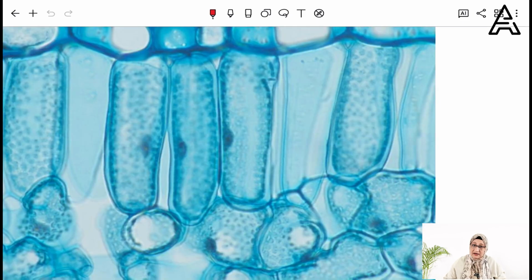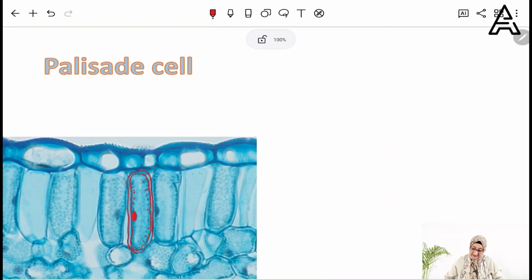Palisade cell is the leaf cell, the one responsible for photosynthesis. The primary function of palisade cell, the most important function, is photosynthesis. This is the cell. It looks a bit rectangular. Do you see the double line? This is the cell wall. The dark structure on the side, this is the nucleus. These small structures on the side, these are the chloroplasts. Okay, so this is the palisade cell. Again, we'll discuss this in detail in topic 6.